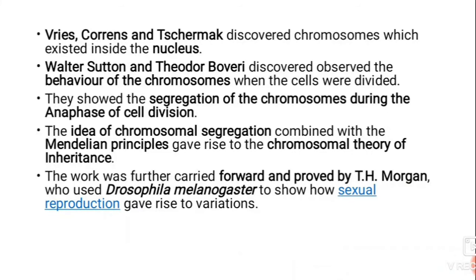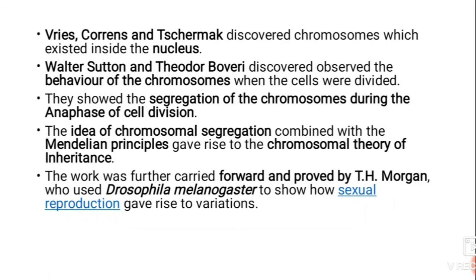Next, Strasburger discovered that chromosomes exist inside the nucleus. Walter Sutton and Theodor Boveri observed the behavior of chromosomes when cells were divided. The idea of chromosome segregation combined with the Mendelian principles gave us the theory. The work was further carried out by Morgan, who used Drosophila to show how sexual reproduction gave rise to variations, through the segregation of chromosomes during the anaphase of cell division.